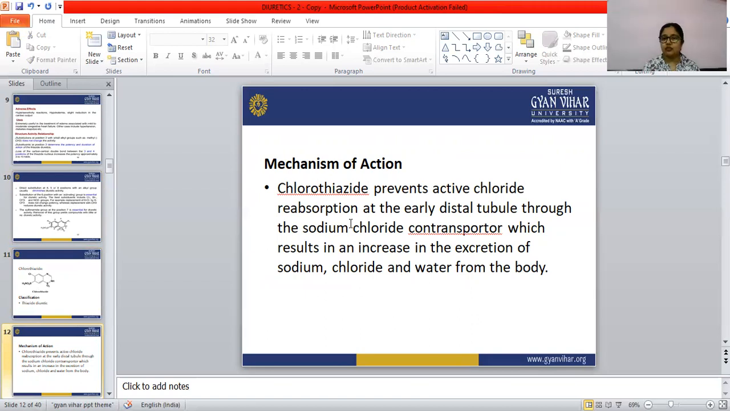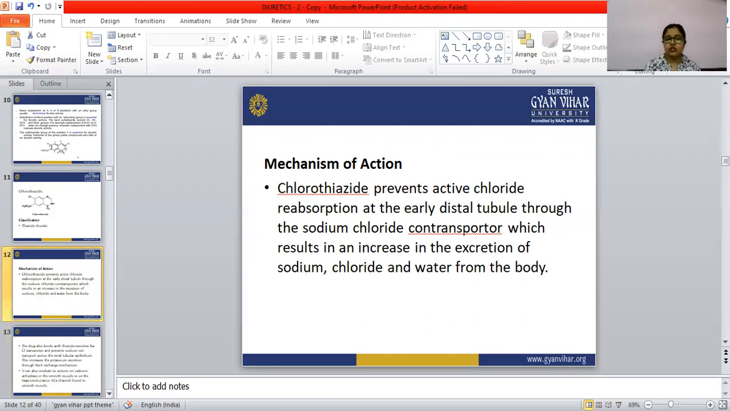Chlorothiazide prevents the active chloride reabsorption at the early distal tubule through the sodium chloride co-transporters. So what does chlorothiazide do? It prevents the chloride reabsorption at the early distal tubule, because these drugs act at site 3, and site 3 is the distal convoluted tubule. So this reabsorption is prevented through the sodium chloride co-transporters, which results in an increase in the excretion of sodium chloride and water from the body.